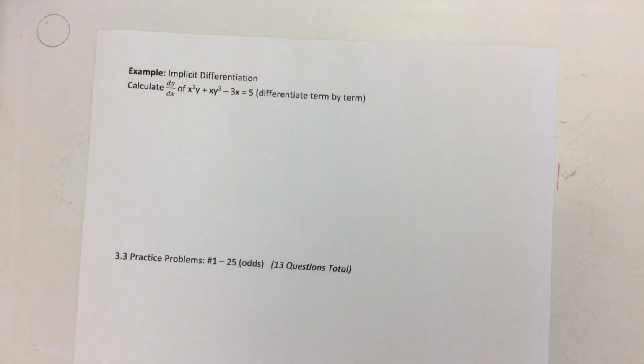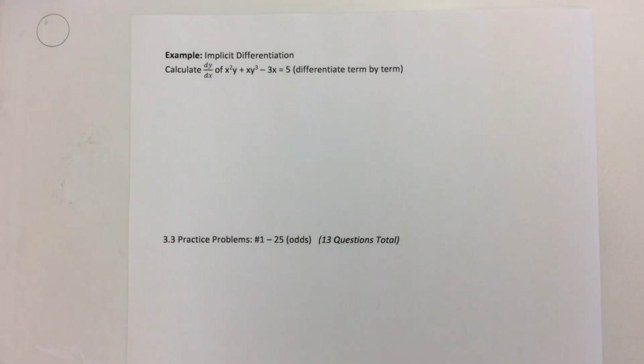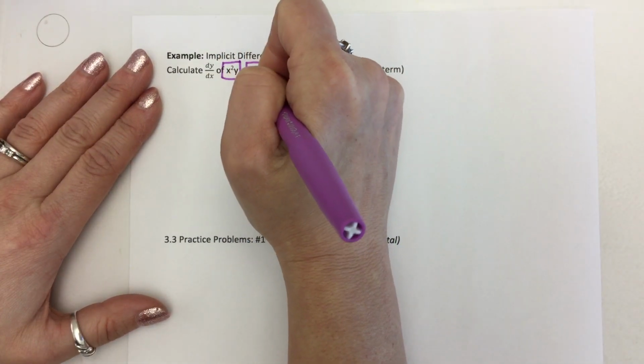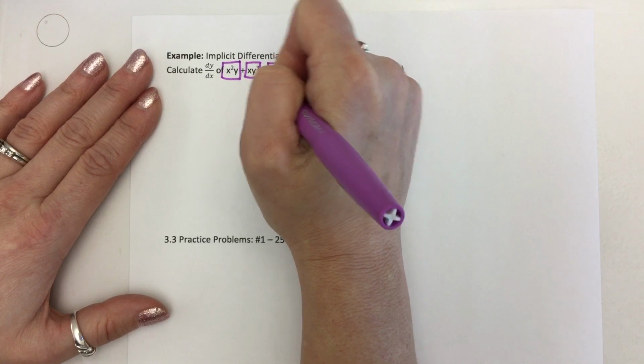Okay, last question, you guys. If you are finding the derivative of something like this, you just got to go term by term. So I'll need the product rule for this, and I'll need the product rule for this. This will just be a single term, and this will just be a single term, okay?